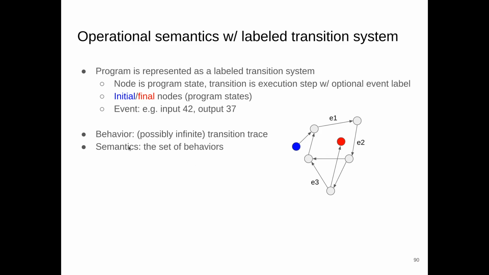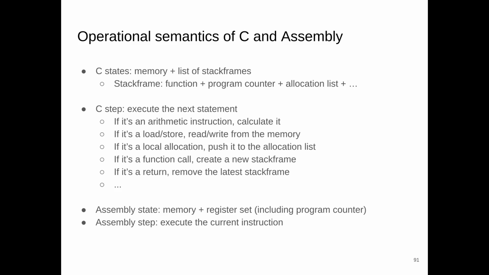Okay, and the semantics is the set of the behaviors, or the set of the lists of events, that is possible from the transition traces. Okay, so far so good. And here's an example. C state is basically a memory plus a list of stack frames, and you're going to transition to the next states by manipulating the stack frames. And if the current program counter points to an arithmetic instruction, then do it. If it is pointing to some local allocation, then we're going to allocate it in the state, etc., etc.